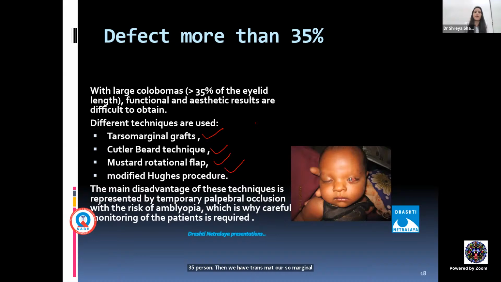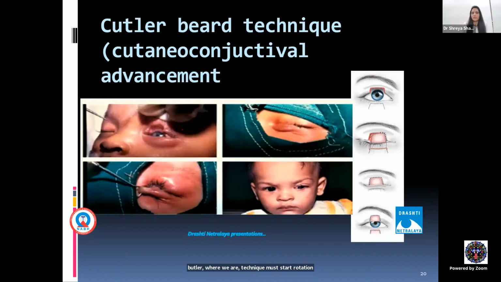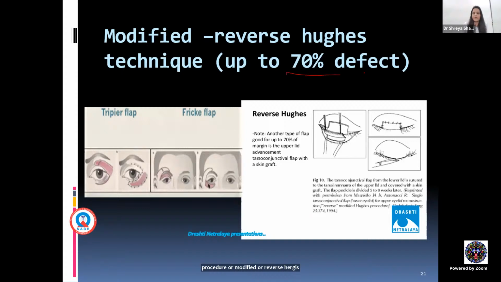So tarsomarginal graft you can do sometimes, or the simple Cutler-Beard procedure, or the modified or reverse Hughes technique when the defect is more than 70 degrees, or the Mustardé rotation flap can be done.